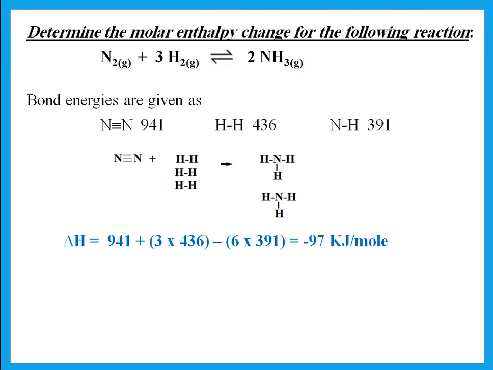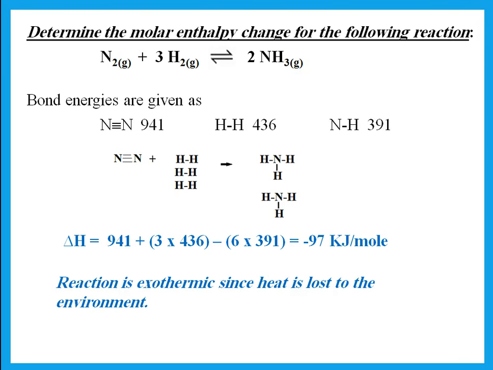So to calculate the delta H, the energy needed to break the NN bond plus the energy needed to break the 3 hydrogen bonds, and then minus the energy that is given off when the 6 NH bonds are formed. The overall is a negative number, and that tells me that the reaction is exothermic.